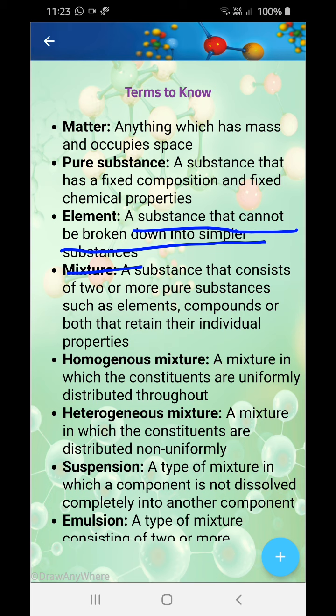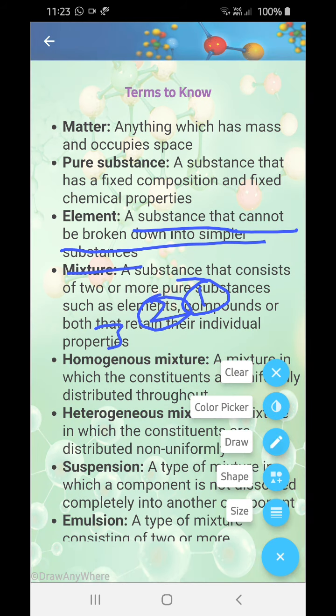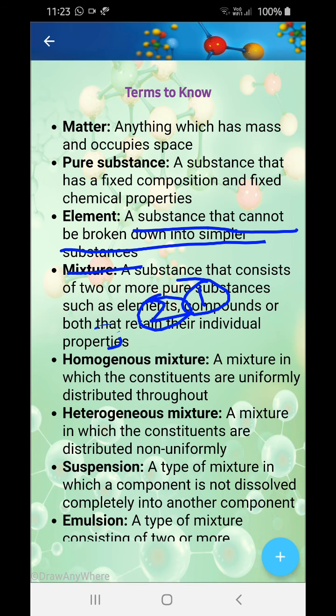Now what is a mixture? A mixture consists of two or more pure substances such as elements and compounds, and both retain their individual properties. Both are retaining their own individual properties.